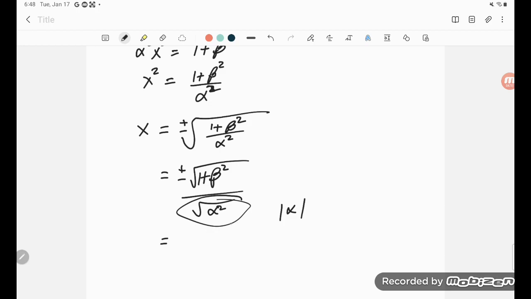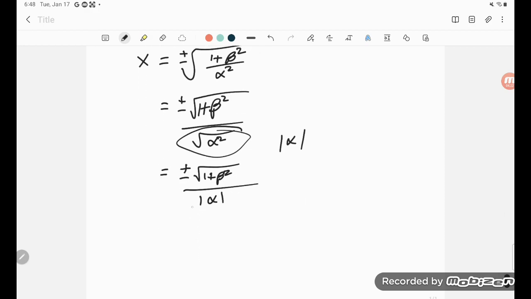But the funny thing is, I could write it like that. I could say this is plus or minus the square root of 1 plus beta squared, then over the absolute value of alpha. But it turns out if alpha is negative or positive, this plus or minus idea still works. And so I could write this as plus or minus the square root of 1 plus beta squared over alpha and get away with it.